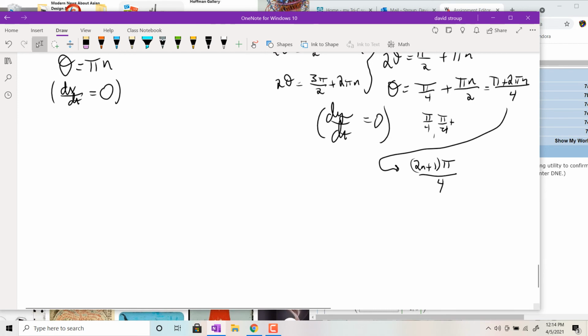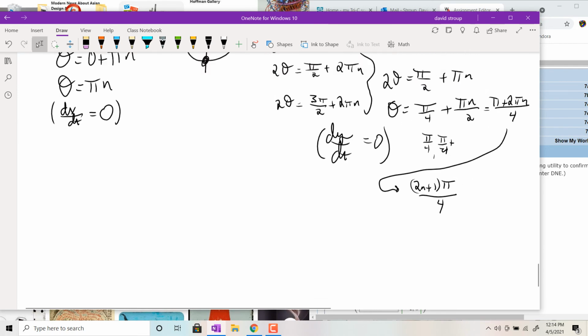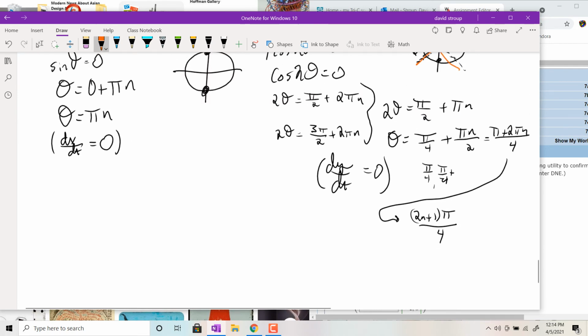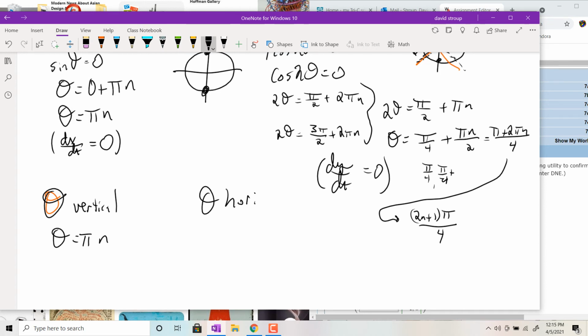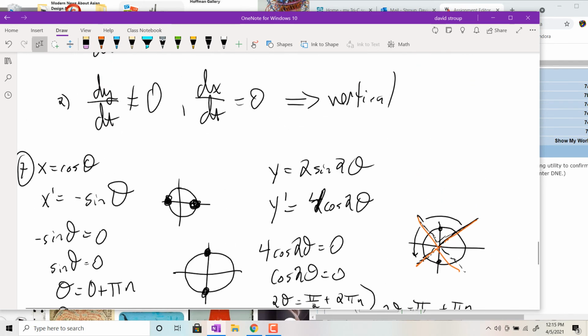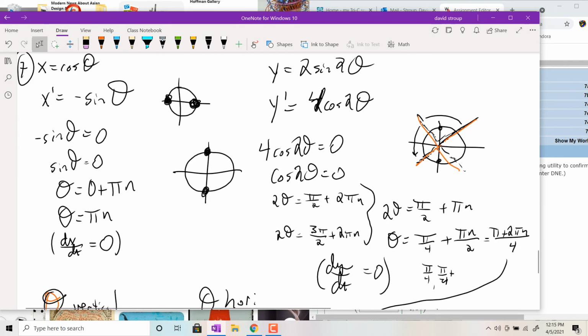Okay, so anyways, let's figure out then where these are. We know the theta values where it's vertical are pi times n, and the theta where it's horizontal will be (2n plus 1) pi over 4. Then we could put those into our original functions and figure out the xy values.